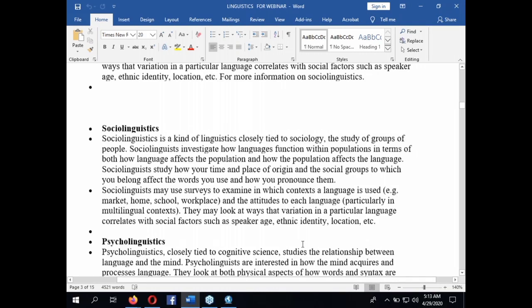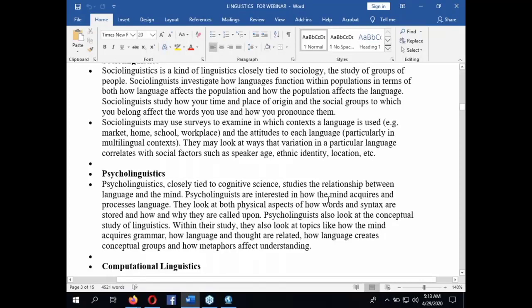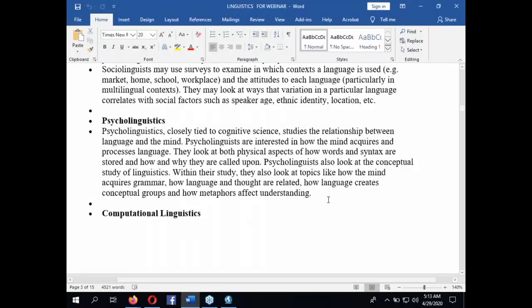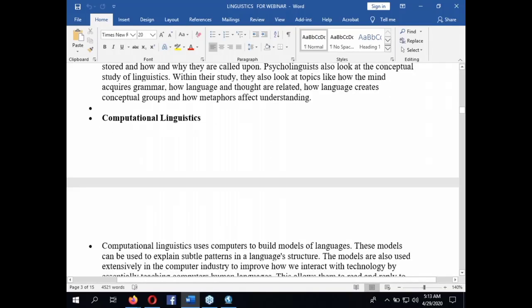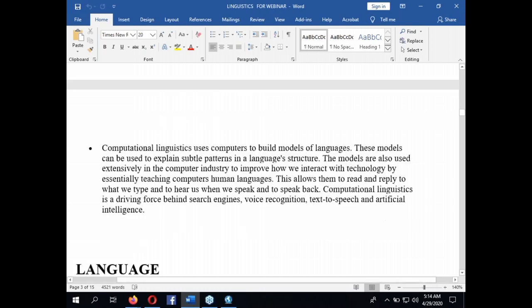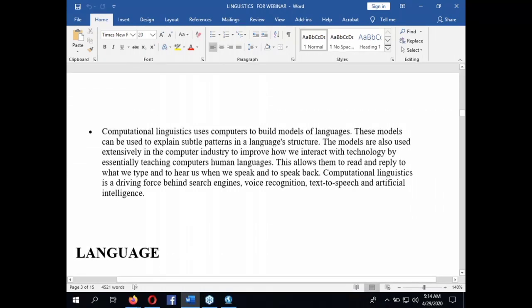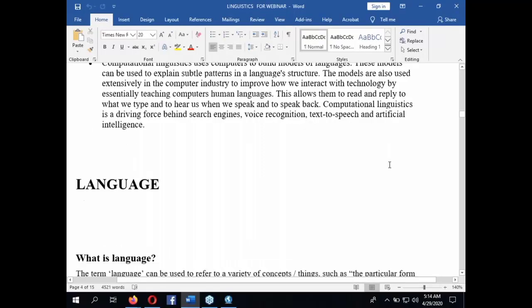And of course, psycholinguistics, this is closely tied to cognitive science, a relationship between language and the mind. And then we have computational linguistics. This has to do with how linguistics uses computers to build models of language. Now, these models can be used to explain subtle patterns in language structure. Please, I suggest that you go through all of this. They are on the screen there.